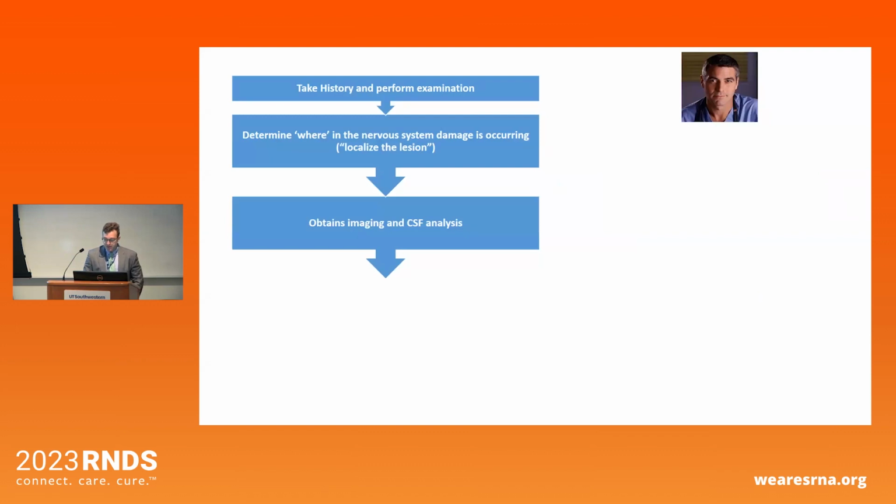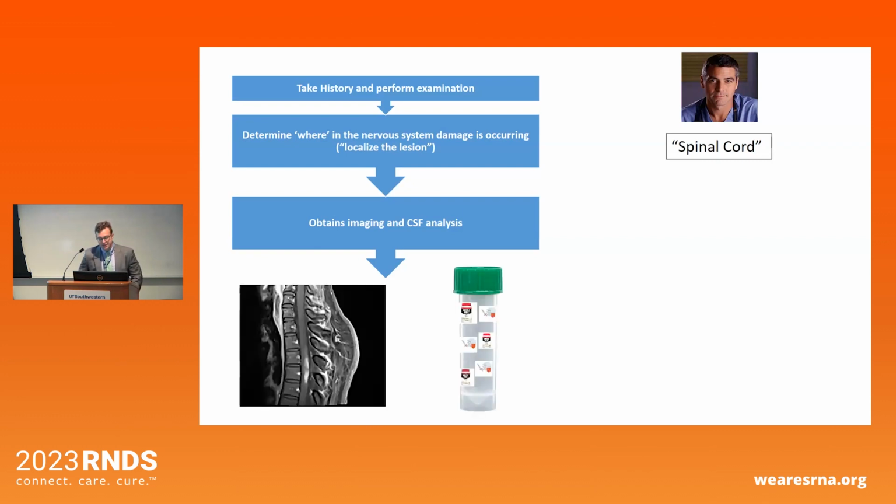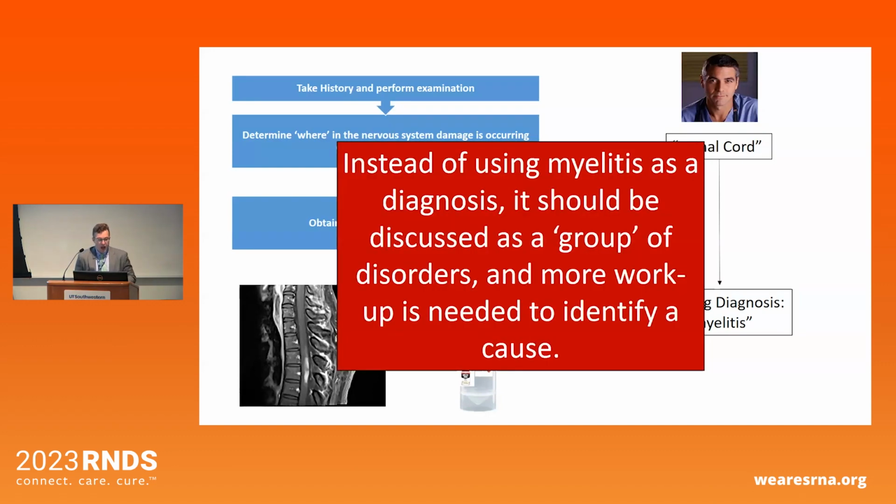So how should this conversation go? In my mind, we localize the lesion as we do in neurology and say this is in the spinal cord. We identify that there's inflammation in the spinal cord using our tests. And then we can say that this is myelitis. I'm going to say myelitis now, but some people may still use the word transverse myelitis. That's still accepted. But instead of saying this is the diagnosis, the conversation should be, this is a group of disorders, and we have some work to do to figure out why this is happening. And that's what I emphasize.